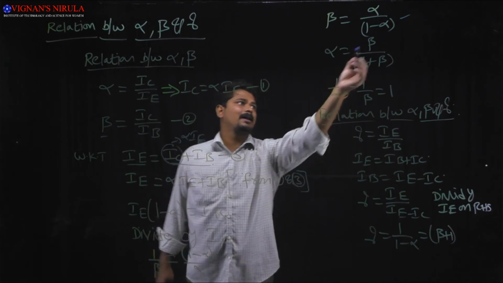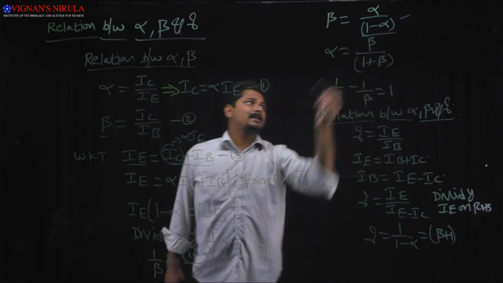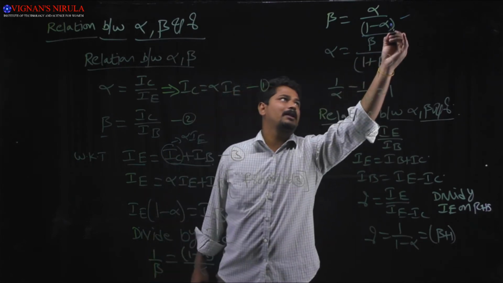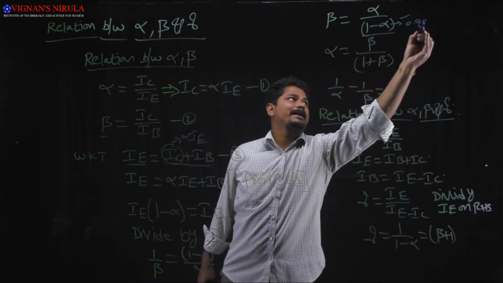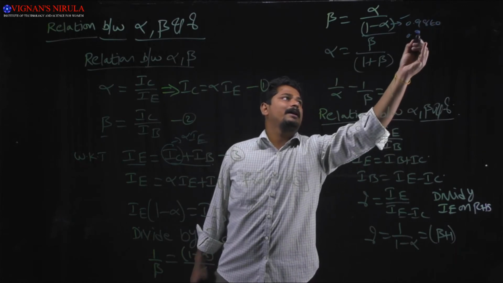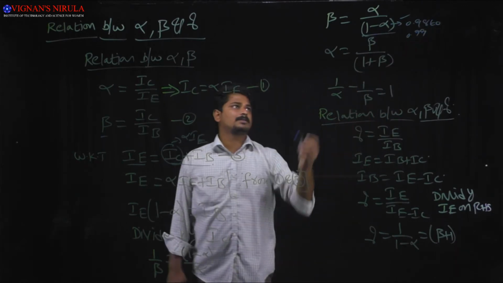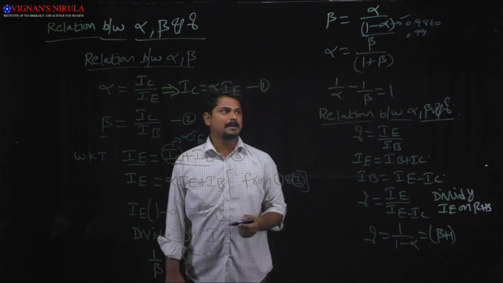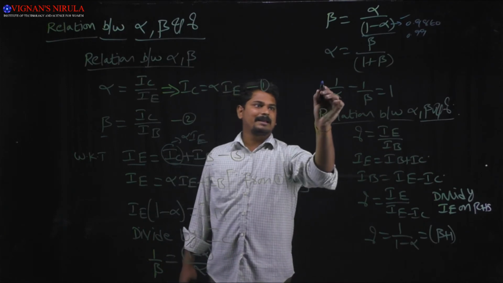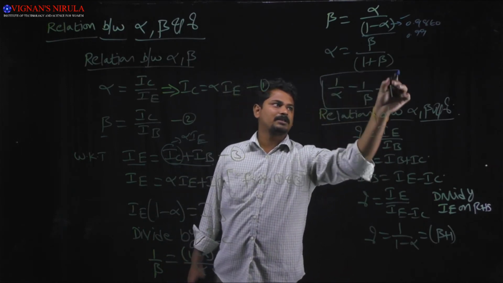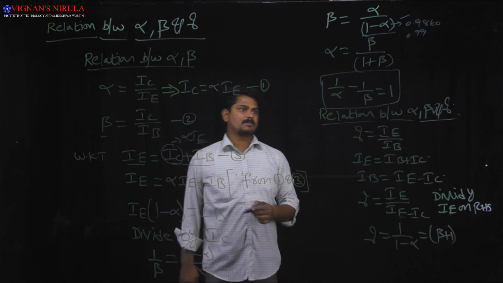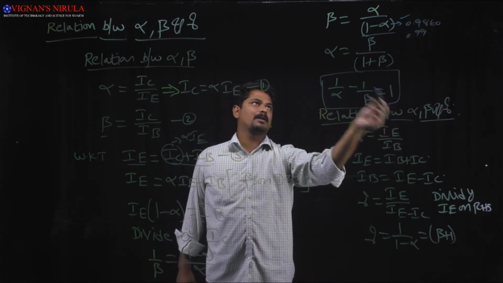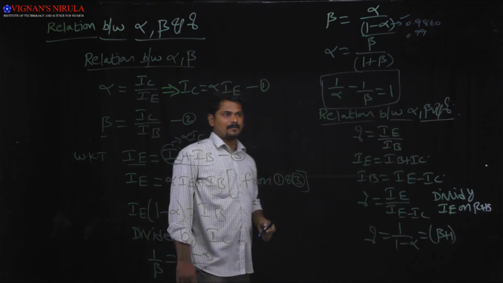Remember that in the denominator it is always 1 minus alpha only, because the value of alpha is 0.98 or 0.99. So remember, alpha by 1 minus alpha only, but 1 plus beta or beta plus 1, both are the same. And we can get 1 minus 1 by alpha plus 1 by beta equal to 1, that is 1 divided by alpha minus 1 divided by beta equal to 1, and this is the relation between alpha and beta.